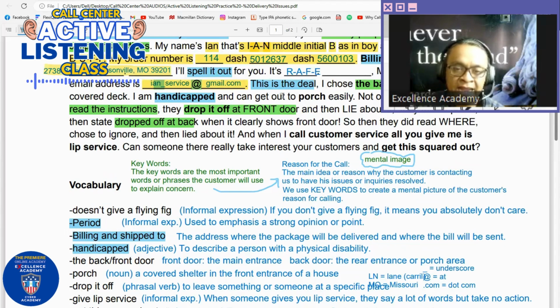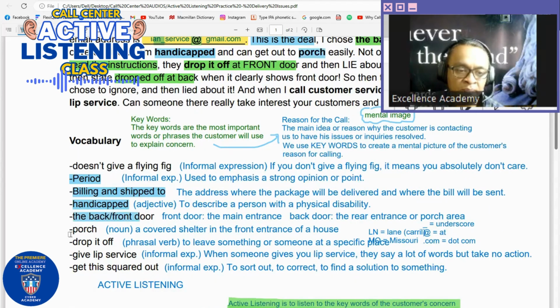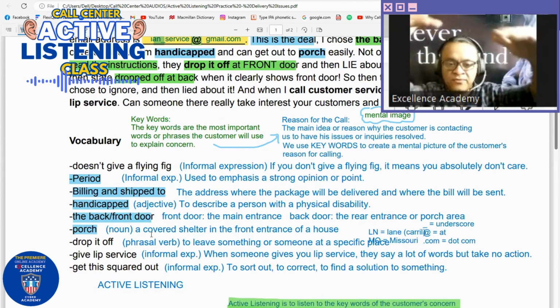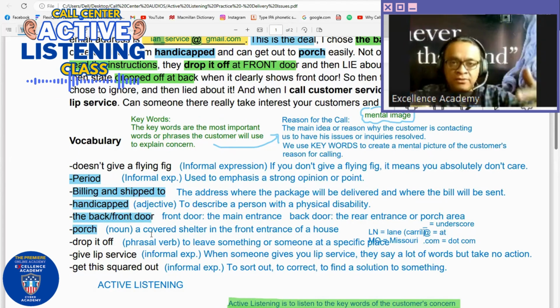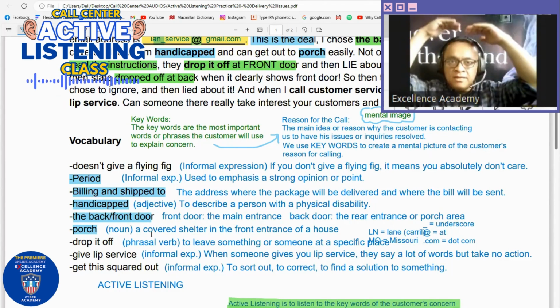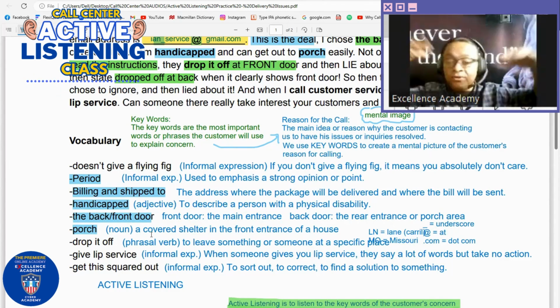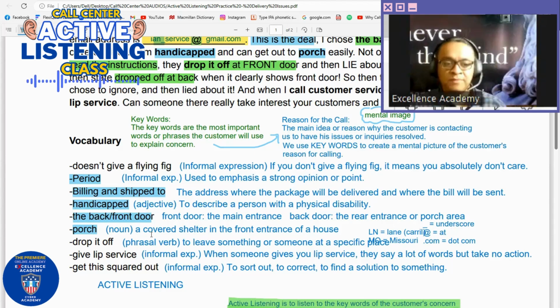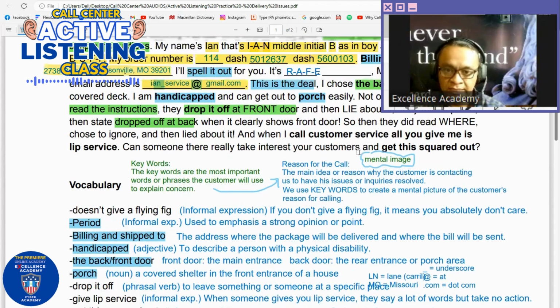And can get out the porch easily. The porch is a noun. It is a covered shelter in the front entrance of the house. So when you enter a house, usually some houses have like this covering on top, so you don't get wet when you're waiting for the door to be opened. So that's the porch of a house. Not only don't your people read the instructions, that means not only they do not read the instructions, your drivers, they drop it off at the front door.